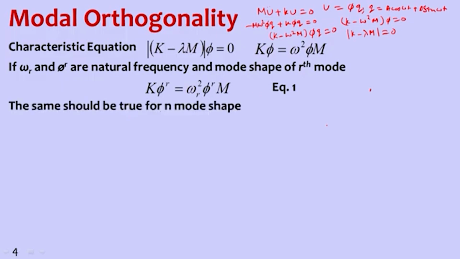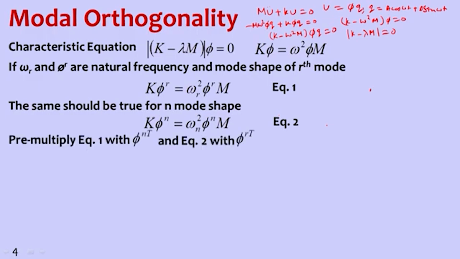Then the same should be true for the nth mode. So that means we can write k phi n, the nth mode, is equal to omega n square m phi n, the nth mode. So it is equation 2. Now we will do some operations on this. Let us pre-multiply equation 1 with phi n transpose and equation 2 with phi r transpose. So let us now look at what will happen to the first equation. Here I am multiplying this equation with phi n transpose: phi n transpose k phi r.